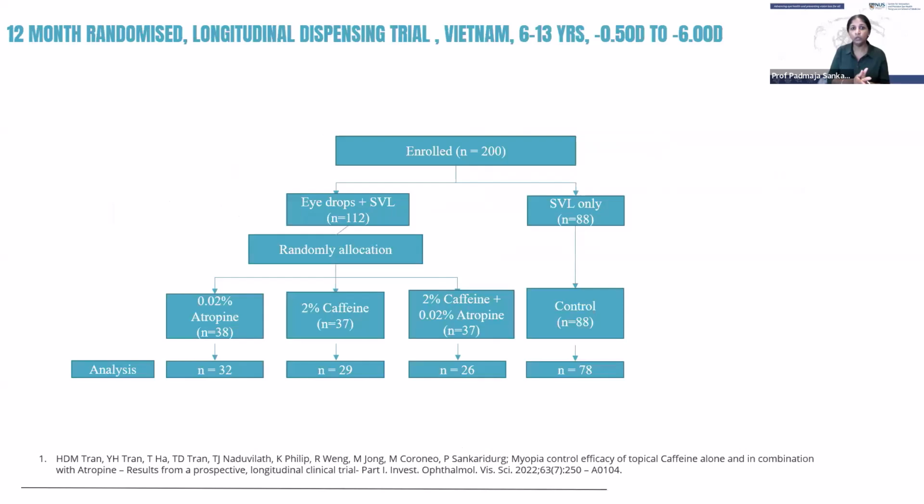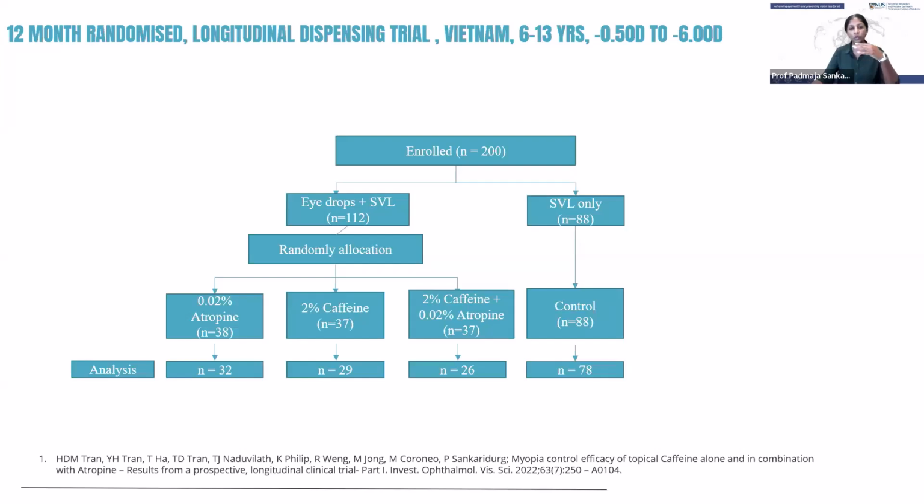Thereafter, we moved to a prospective longitudinal clinical study. This study was conducted in Vietnam. We enrolled children aged 6 to 13 years, and we looked at myopia from low to -6 diopters of myopia. So what we did in this particular study was to randomize children to 3 groups. We used 0.02% atropine because there was clinical data that indicated that 0.01% atropine was not effective in slowing eye growth.